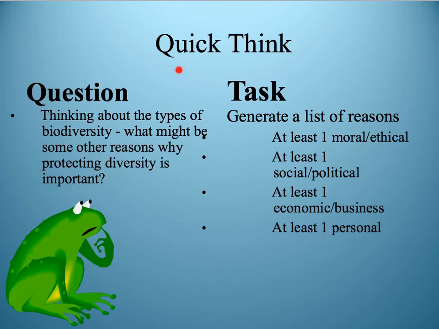For this lecture, I'm calling the questions you need to answer on a separate sheet of paper quick thinks. The first question is, thinking about the different types of biodiversity, from genetic biodiversity to species biodiversity and then ecosystem biodiversity, what might be some other reason protecting biodiversity is important? So for this, I'd like you to generate a list of a couple of different reasons.